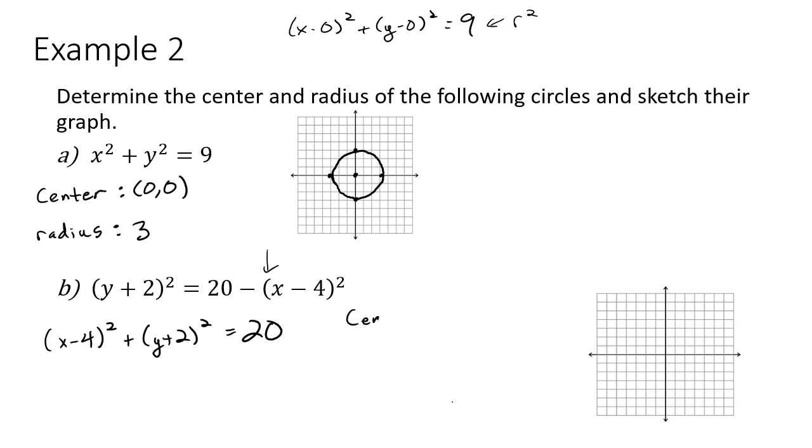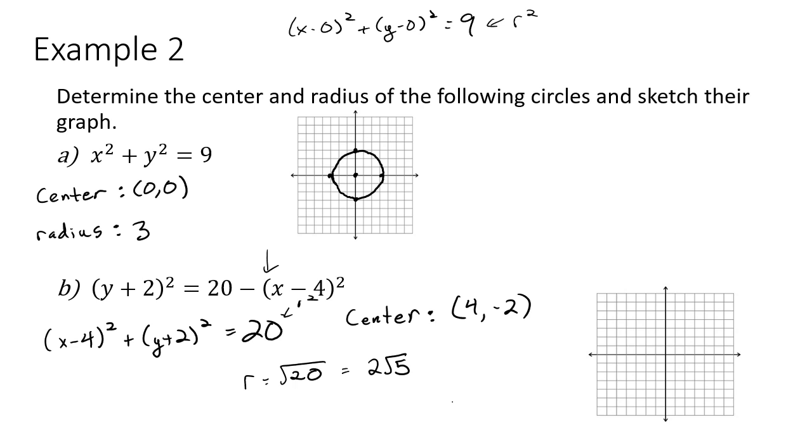So if we just read the information then, remember, flip the signs. The center would be positive 4 for the x value and negative 2 for the y value. And then if r squared is 20 itself, r would be the square root of 20. Now we can certainly simplify that, and we should, because 20 is 4 times 5, so this would be 2 square roots of 5.